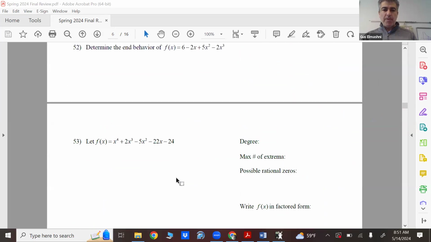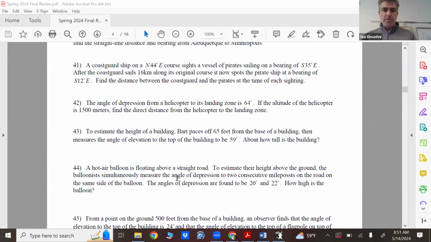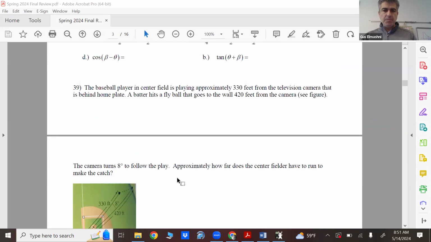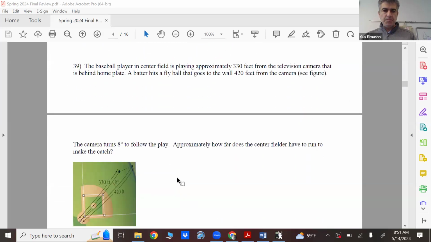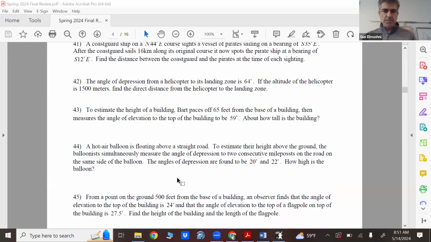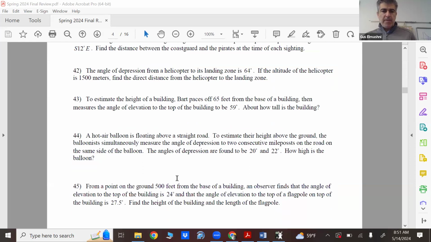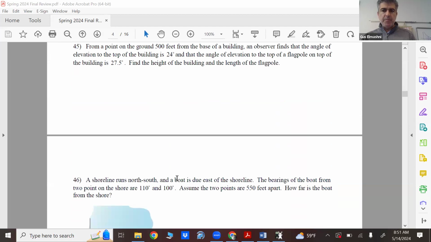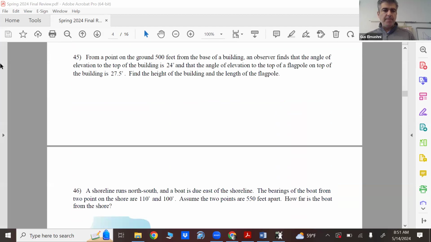Let's talk more about trig. Something like angle of elevation or depression might be good. Let's take a look at 45. And we'll give you a diagram, don't worry. From a point on the ground, 500 feet from the base of a building, an observer finds that the angle of elevation to the top of it is 24 degrees. The angle of elevation to the top of a flagpole on top of it is 27.5 degrees. Find the height of the building and the length of the flagpole.